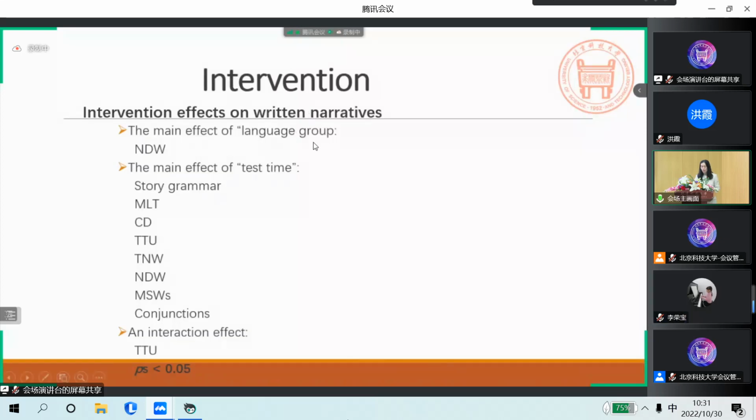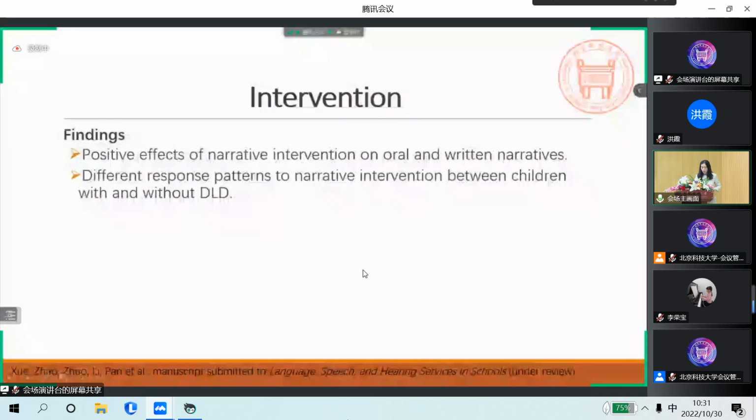About the written narrative, we have similar findings: a main effect of group difference on NDW, and a test time effect, meaning an intervention effect, on all those measures, and an intervention effect on TTU similarly. That means after intervention, the two groups have no differences on TTU, total number of utterances. So the findings about intervention show a positive intervention effect on both oral and written narrative. And also we found different response patterns to narrative intervention between children with and without DLD.